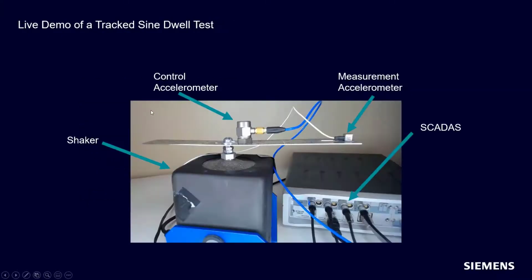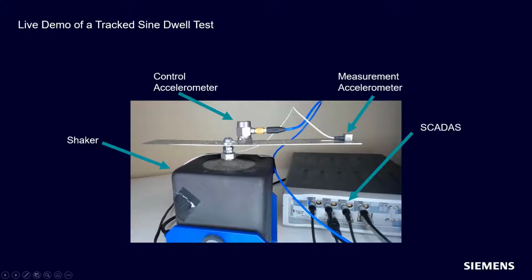So this is our setup here. We've got a shaker, we've got a little cantilever beam structure, and there's a control accelerometer that we're using. That's going to be our base excitation. Then we have this measurement accelerometer at the tip of our cantilever, and we're running a SCADAS with a VB80 card.